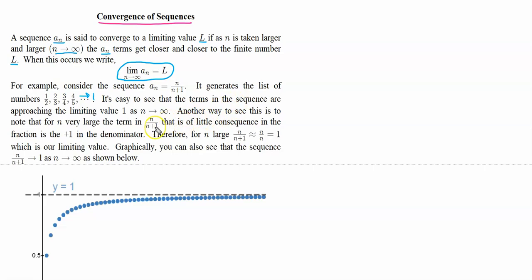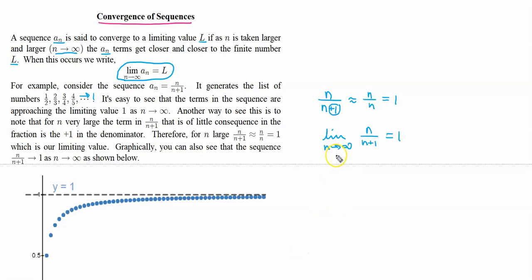And it's easy to see that in this case for this particular sequence, because if you consider n over n plus 1, notice that as n gets really large, this 1 right here doesn't really play very much of a role, right? So for n very large, this is approximately n over n, which of course is equal to 1. And so it's easy to see that the limit as n goes to infinity of this sequence is equal to 1.